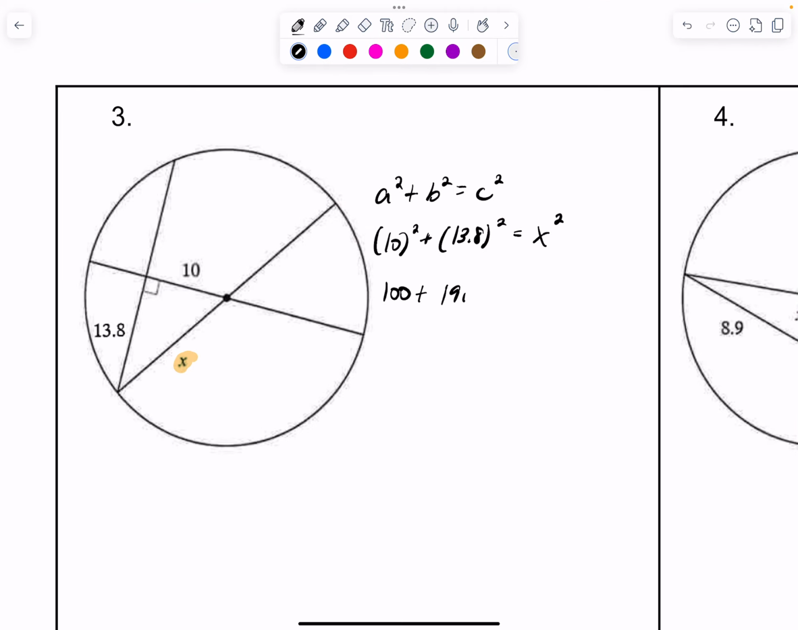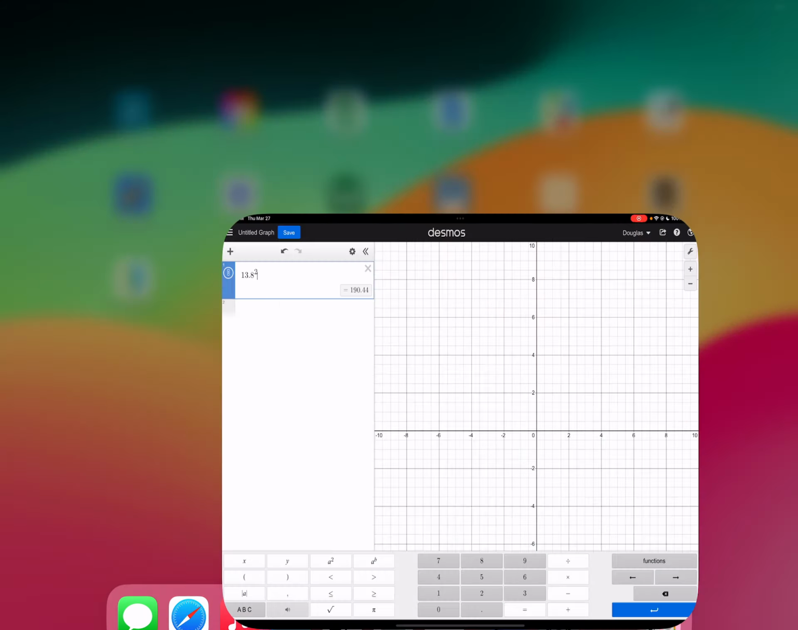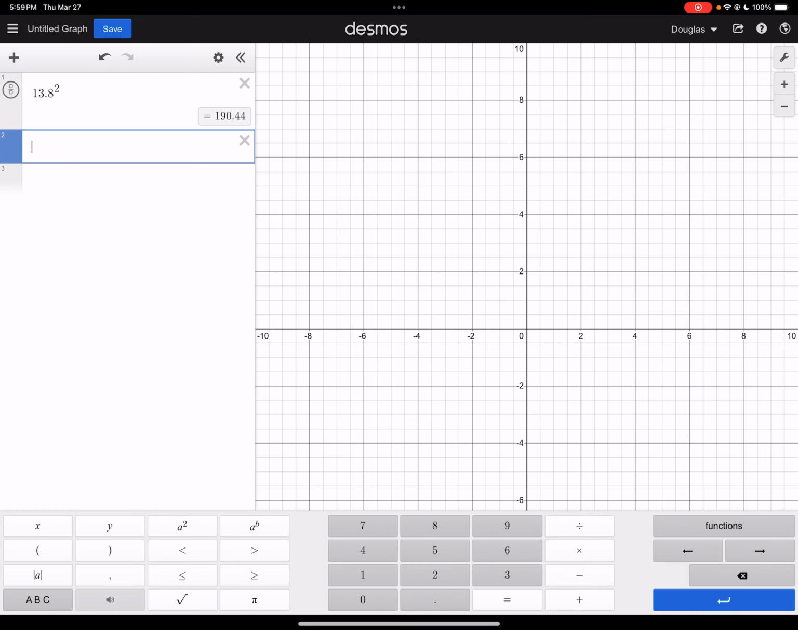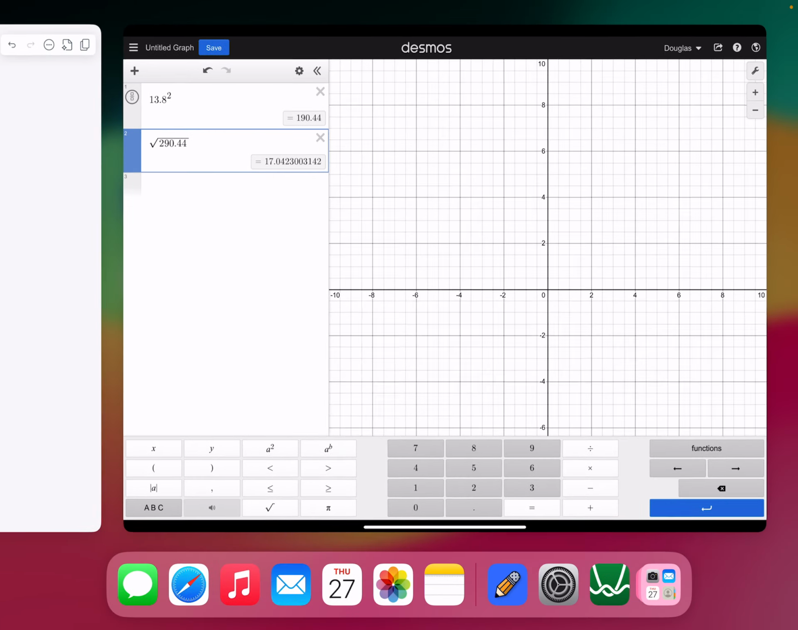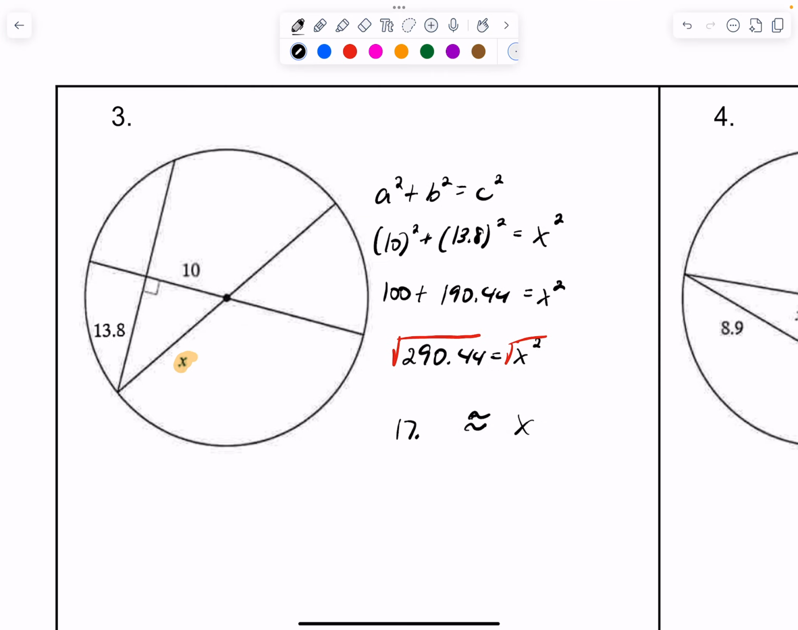That's 190.44 equals x squared. Add those together, you get 290.44. We'll take the square root of both sides to give us x is approximately the square root of 290.44, which is approximately 17.0 units. All right, so that's it for three.